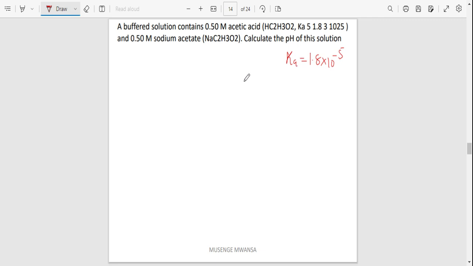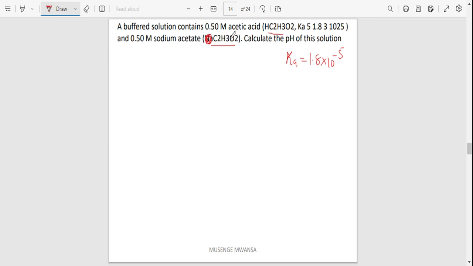Okay, that's the one. Now I want to calculate the pH of the solution. From what we've been given, the acid and this one, the sodium doesn't participate in the reaction. It's just there to hold this conjugate base.